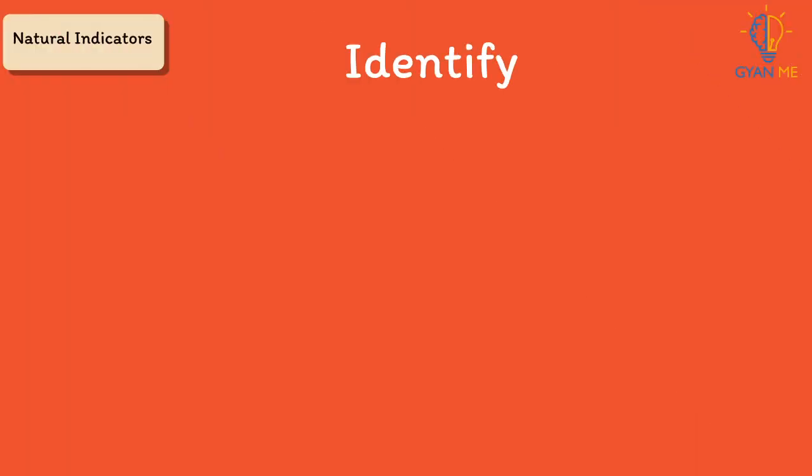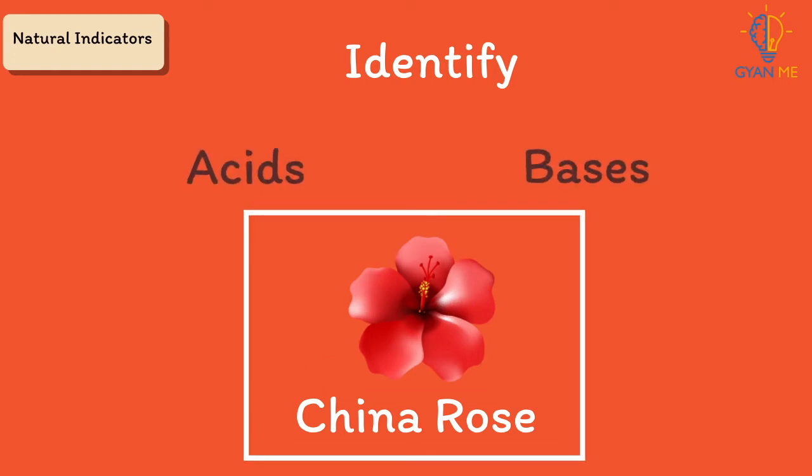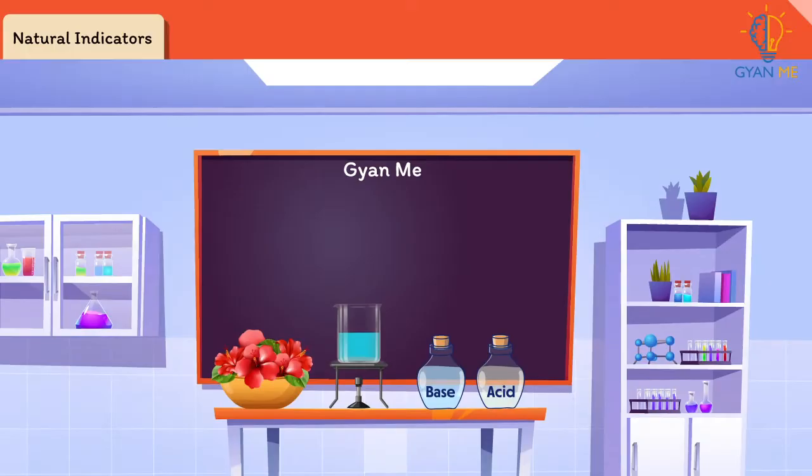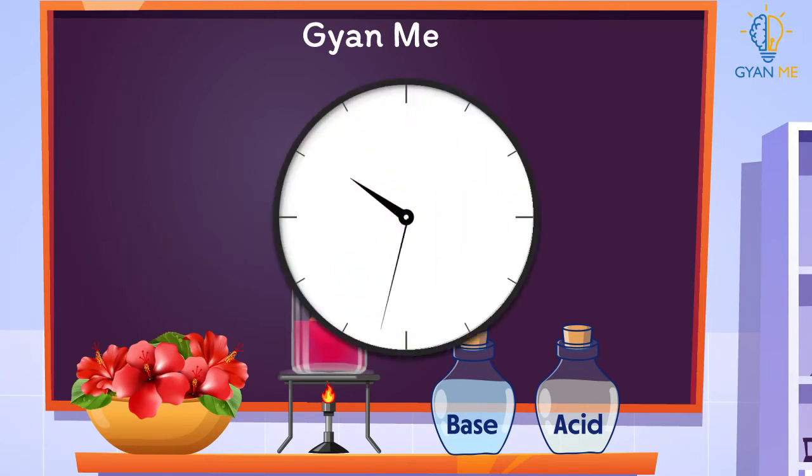Now let's identify acid and base with the help of China rose. The China rose flower can differentiate between acids and bases. But how do we use this flower? Let us see. Take a beaker filled with hot water and add China rose flower to it. Let it rest for some time.